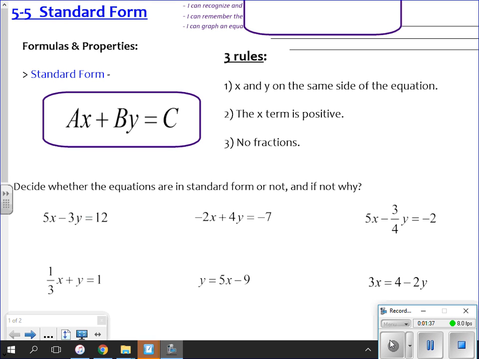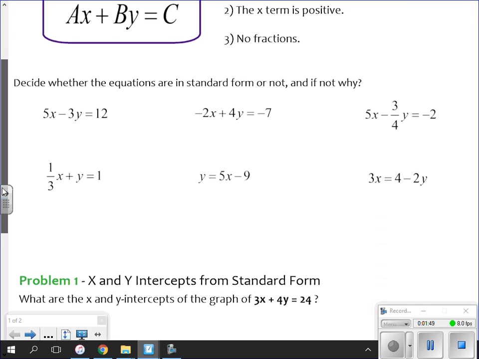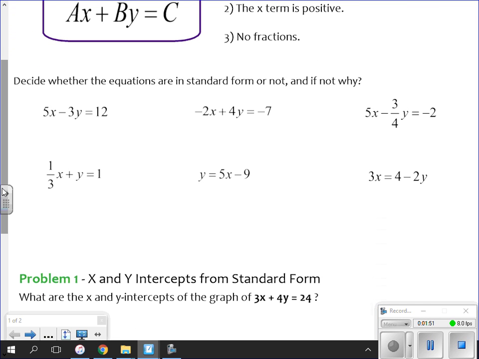Standard form is extremely useful. It's one of the easier ways to graph, usually. Also, when we come back and work on Chapter 6, we're going to do a lot of stuff with equations in standard form. So, first set of questions. Are the equations in standard form? Yes or no? So it's the first one here.